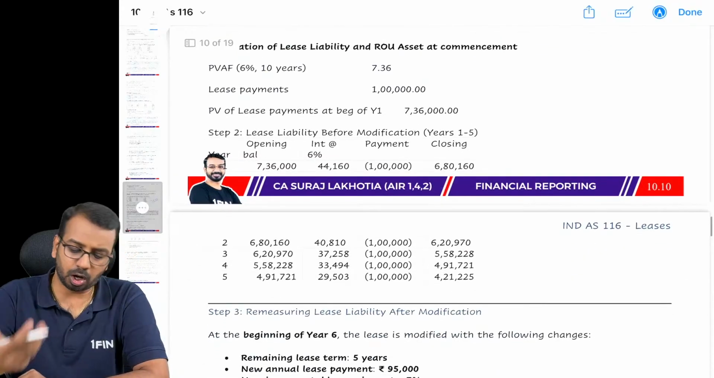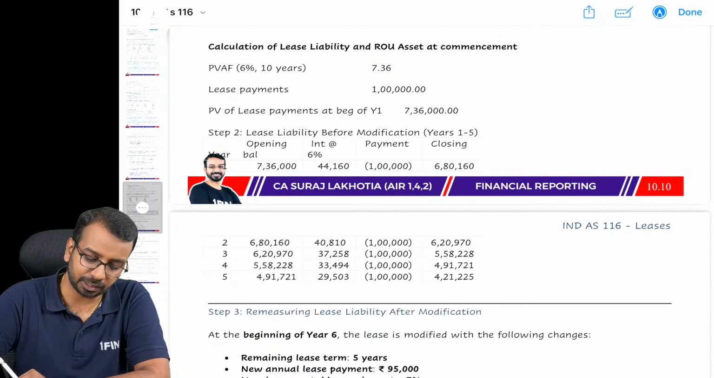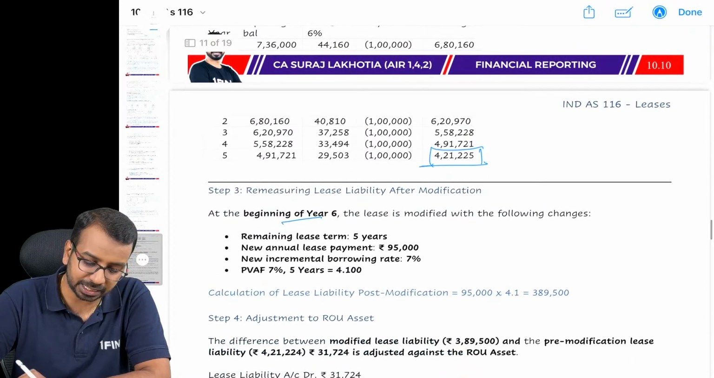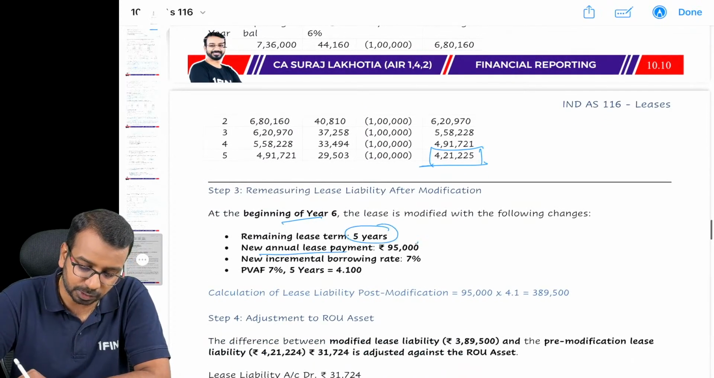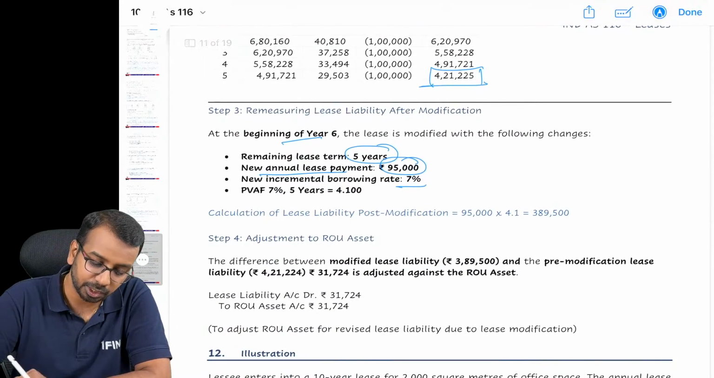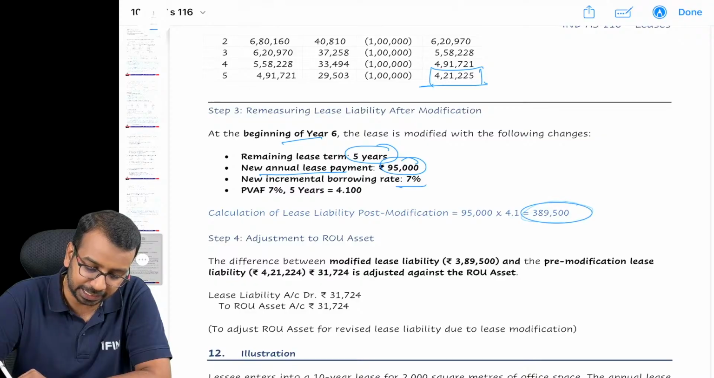So first, normal, whatever we do, right? Original liability. So closing balance of original liability is 421. Year 6, now 5 years term is left. Annual lease payment is 95,000. Incremental borrowing rate is 7%. So the lease liability is 389.